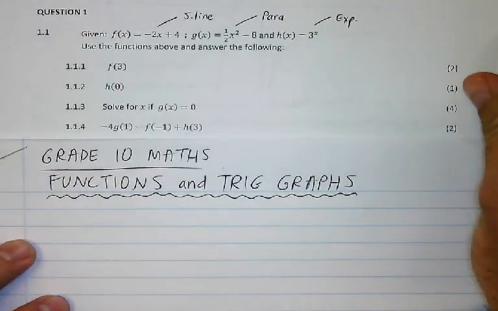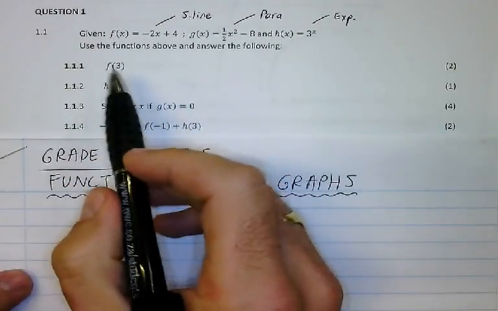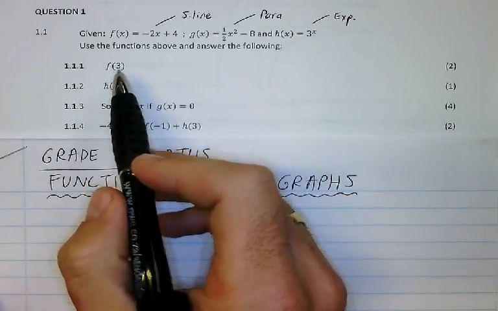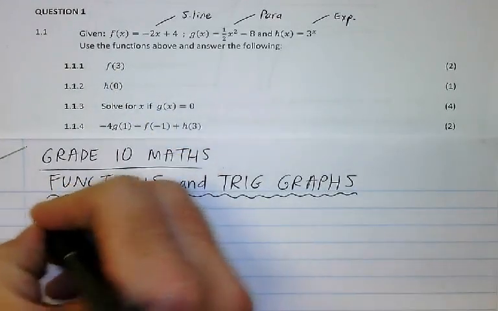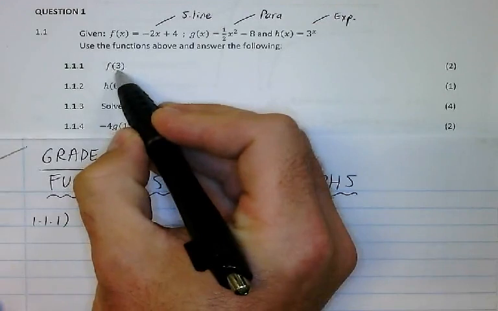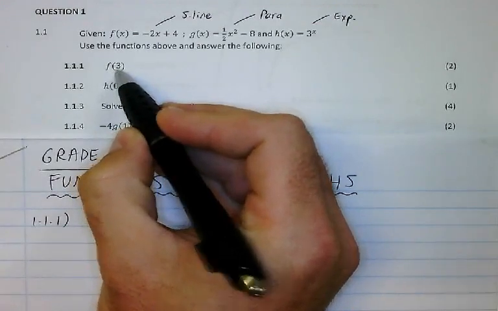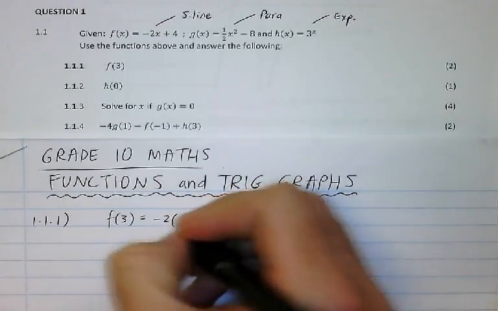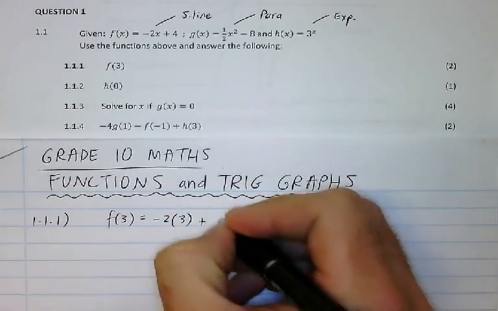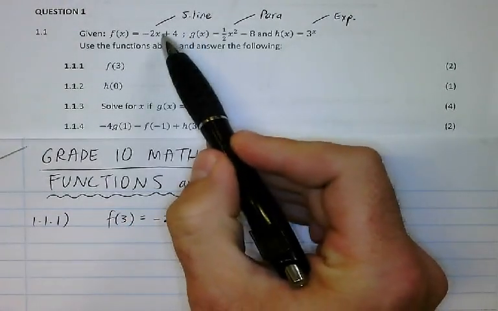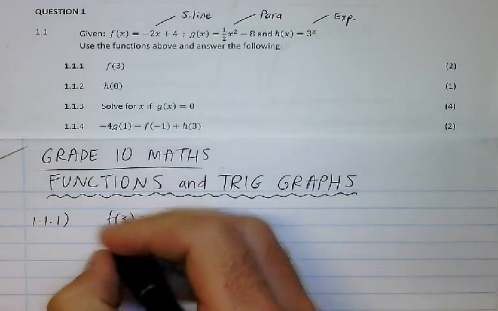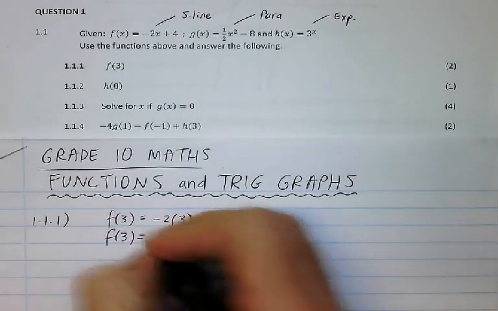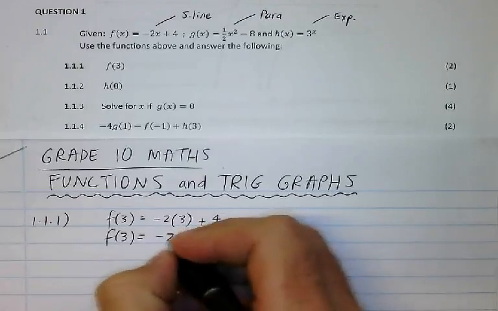Okay, so 1.1.1 asks us to work out f of 3. So function notation means that wherever you see an x, you're going to replace it with the value of 3. So f of 3 therefore means negative 2 times 3 plus 4, based off the straight line's equation over there. Meaning that f of 3 can boil down to be negative 2.